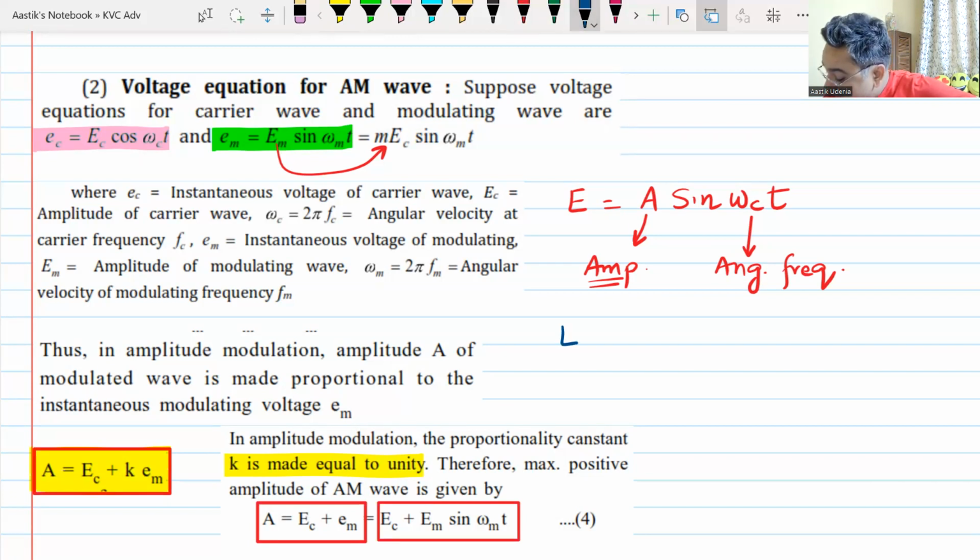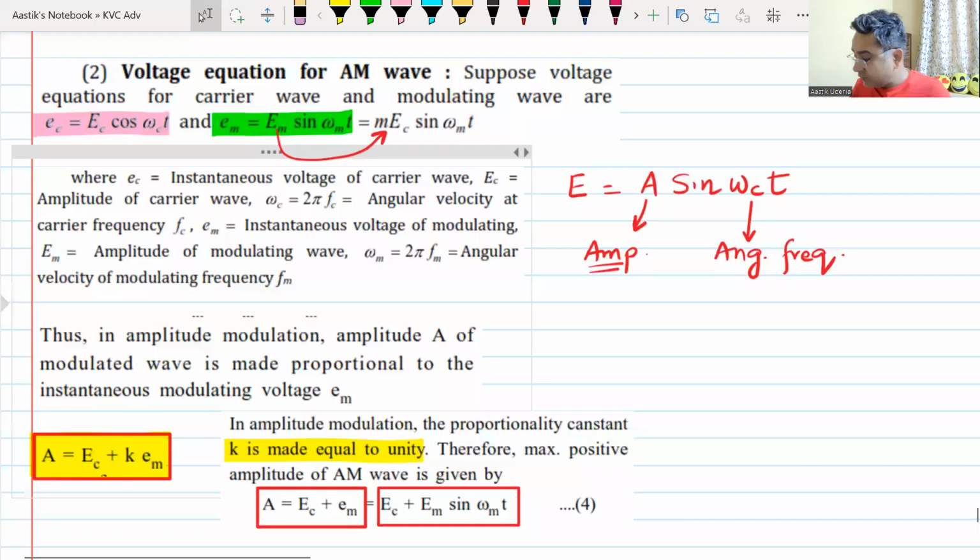Now my AM wave starts to look like this. Remember, you will have to remember all these things. The question that is going to come, if it comes in one session, is going to come in all the sessions. The question is going to be pretty simple, based on what we are discussing here. I hope everyone is paying attention.